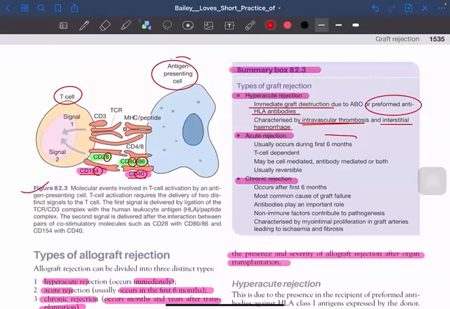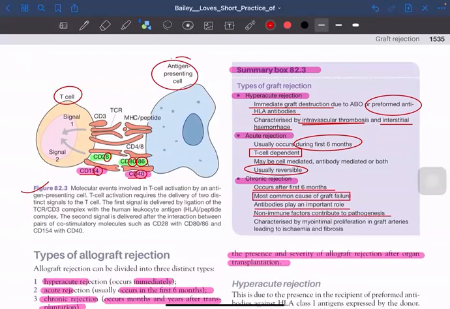Acute rejection occurs during the first 6 months, is T cell dependent, and may be cell mediated, antibody mediated, or both. This is usually reversible, and we will look further into how it is reversible and what drugs are used. Chronic rejection occurs after the first 6 months. This is the most common cause of graft failure. Antibodies play an important role, and non-immune factors also contribute to the pathogenesis. It is characterized by myointimal proliferation in graft arteries, leading to ischemia and fibrosis. Each and every point is important.